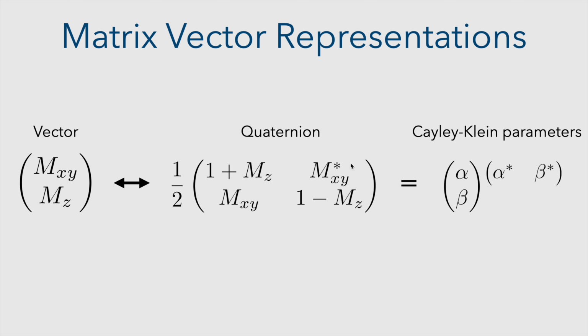Now this kind of a matrix representation is often called a quaternion. And there are many nice properties about quaternions. One of them is that whenever the magnetization vector has unit norm, which is the case that we're considering, then the corresponding quaternion has rank 1. And it turns out the rank 1 factor here is what we call the Cayley-Klein parameters.